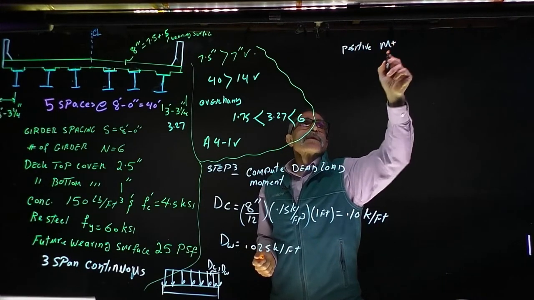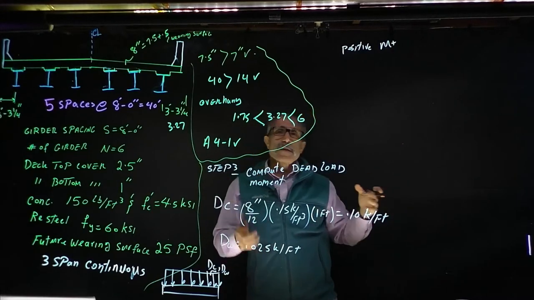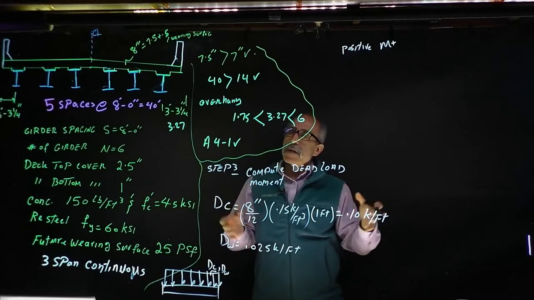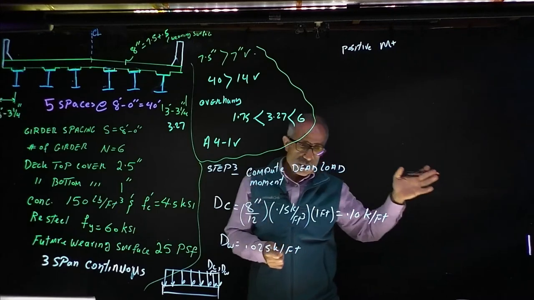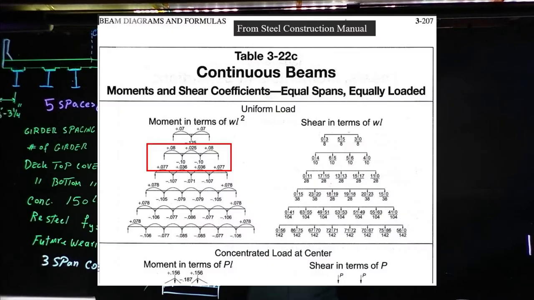Call it M plus. This is a three-span continuous span. If you look at the chart I've got on the screen, take a look at that, and that's how we're going to calculate it. You're going to see the M plus right there. I'm going to write right here what M plus is going to come out to.